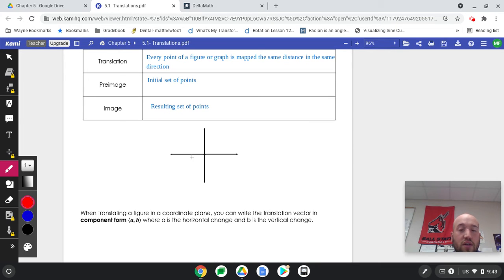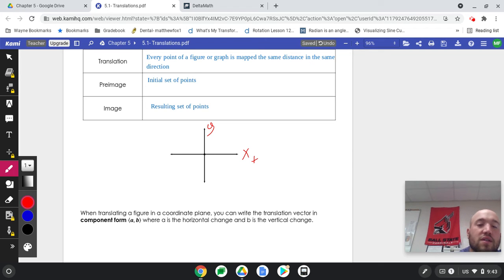If we look here, it's our x and our y coordinates. Hopefully you know this is our x-axis, and this is our y-axis. To the right is positive, to the left is negative, up is positive, down is negative.